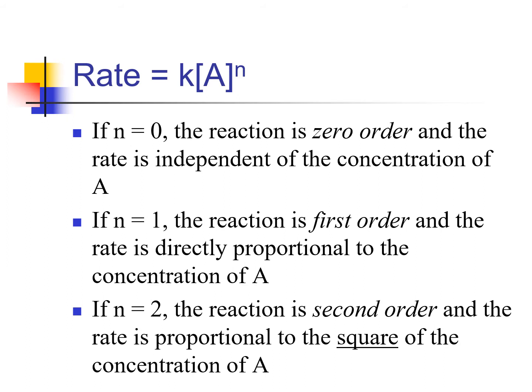Finally, if n is equal to 2, we say it's second order, and that means the rate is proportional to the square of the concentration. So if we doubled the concentration of A in a second order reaction, doubled would be 2. 2 squared is 4. If we tripled the concentration, that would be 3. 3 squared is 9, so it'd actually be 9 times the rate.